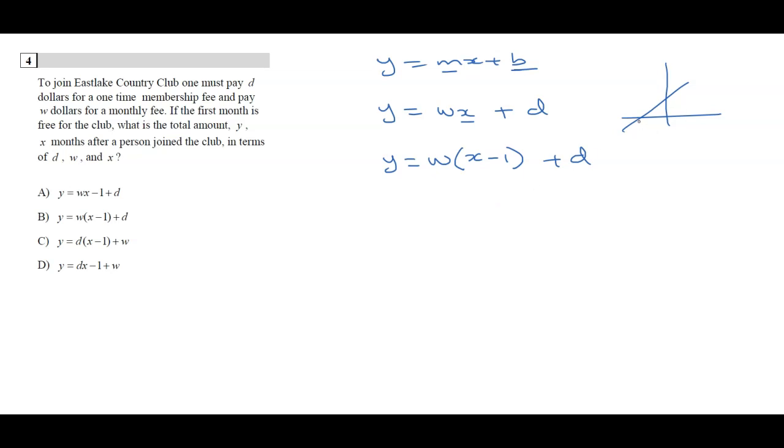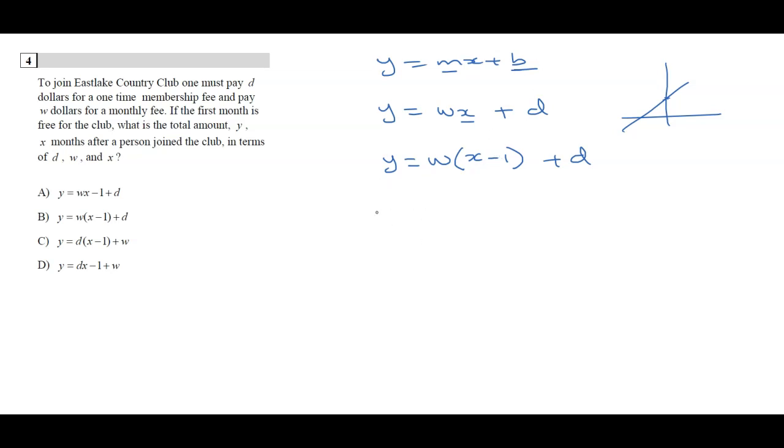And you'll see this is your y-intercept. So if you do not even use it for any period of time, you're going to pay this. On the first day of being a member of that club, you still have to pay the one-time membership fee. So that's why you have D here. W is the rate per month, so that's your monthly fee. And the reason why we have X minus 1 is because the first month is free. That's all there is to it.